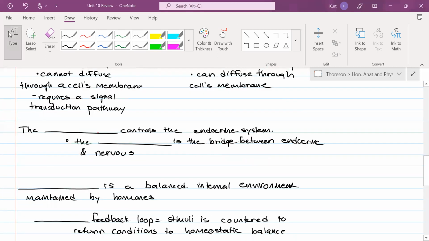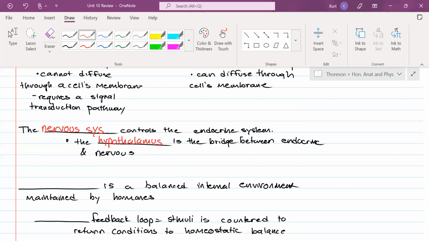Okay. The blank controls the endocrine system. What system controls your endocrine system? What organ system controls your endocrine system? Nervous system. What structure in your brain is the bridge between your endocrine and nervous system? Hypothalamus. Judging by that name, hypothalamus, is it above or below your thalamus? Below it.